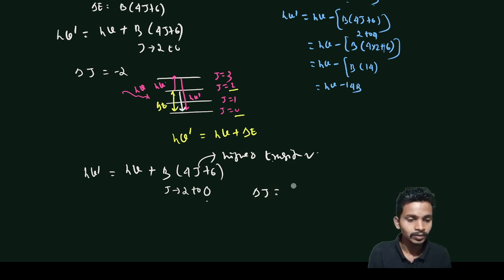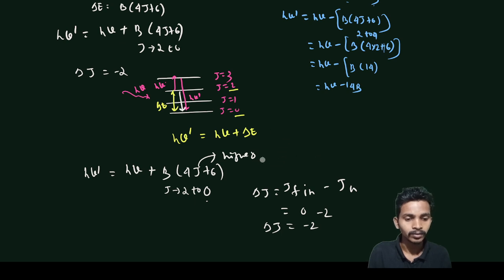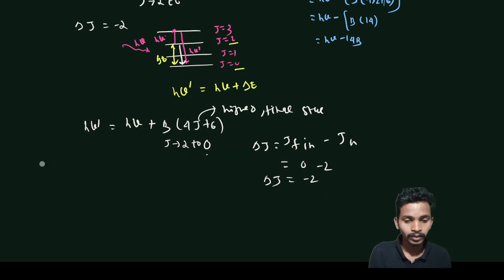Because delta j is j final minus j initial. Here j final is 0 and j initial is 2, that's why you get -2. So here we take the final value. For Stokes lines we took the initial or the lower value, but here we will take the final value.